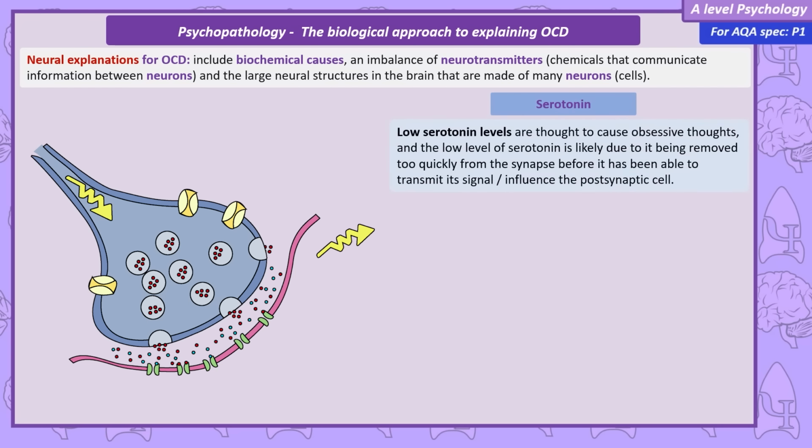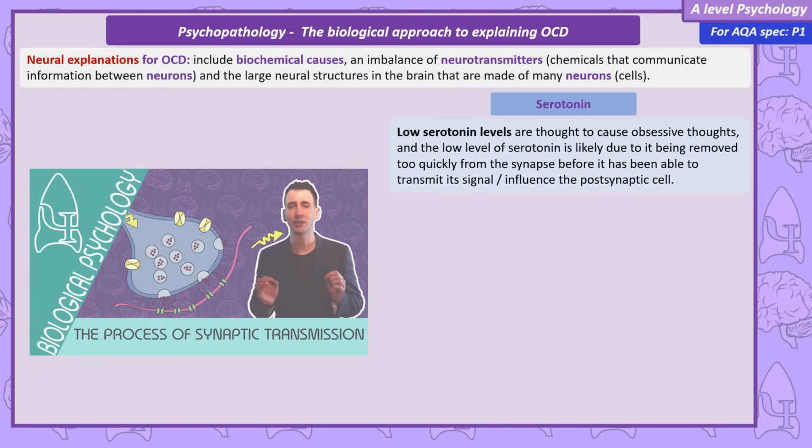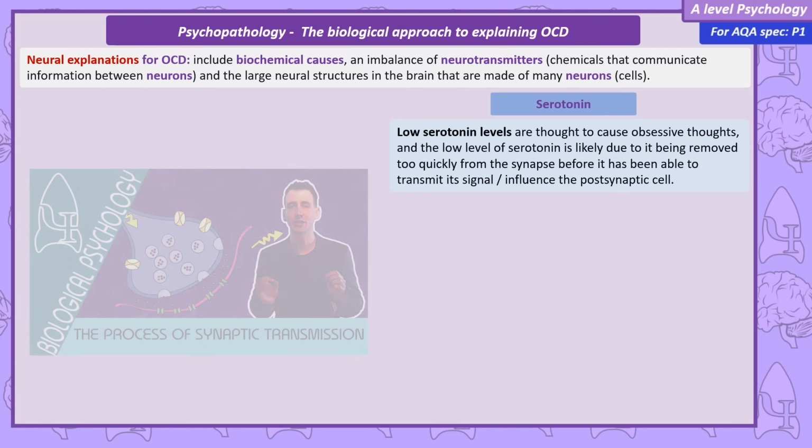Low levels of serotonin are thought to cause obsessive thoughts, and the low level of serotonin is likely due to it being removed too quickly from the synapse before it's been able to transmit signal. If you haven't studied neurons and synapses yet, that probably sounded like a pretty weird sentence. When it comes to the synapse and synaptic transmission, I'm going to tell you what you need to know for OCD in this video, but I did make an entire video on synapses you might want to watch.